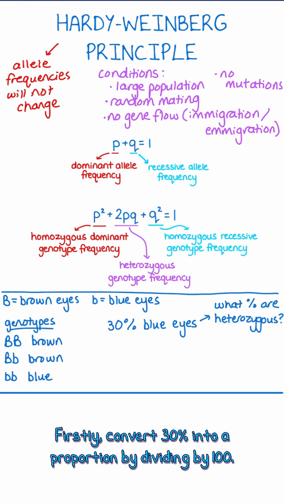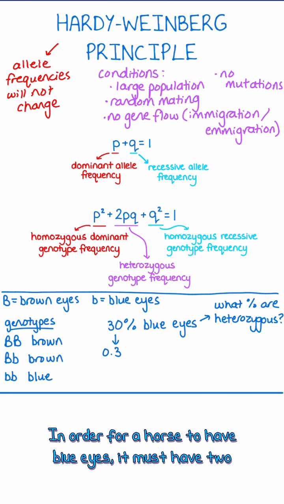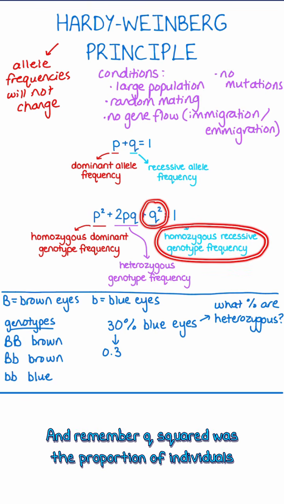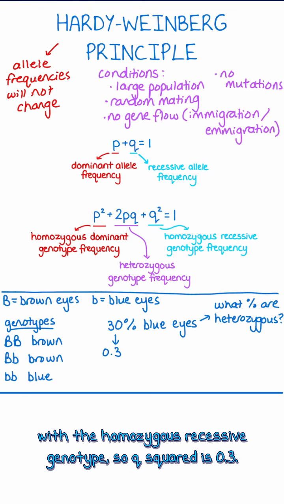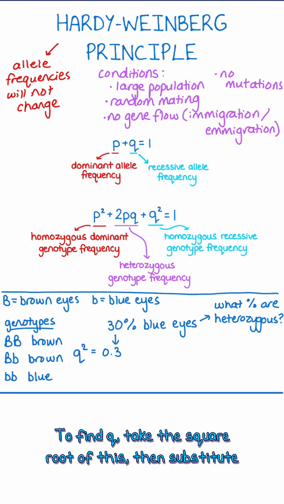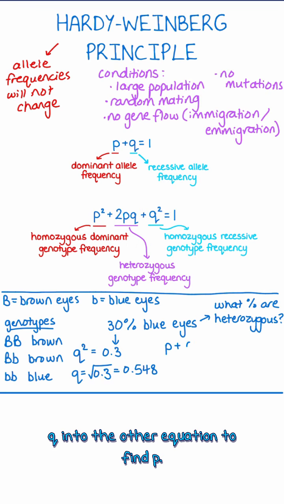Firstly, convert 30% into a proportion by dividing by 100. In order for a horse to have blue eyes, it must have 2 recessive alleles. And remember, Q squared was the proportion of individuals with the homozygous recessive genotype, so Q squared is 0.3. To find Q, take the square root of this, then substitute Q into the other equation to find P.